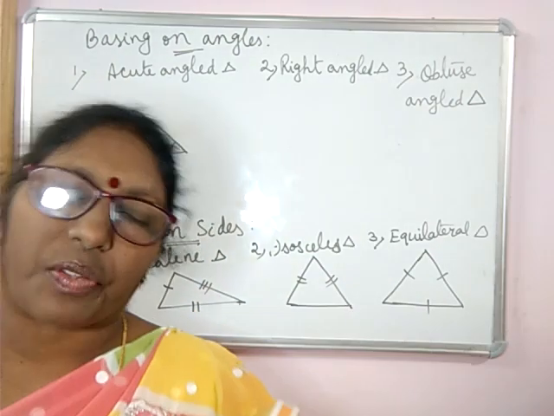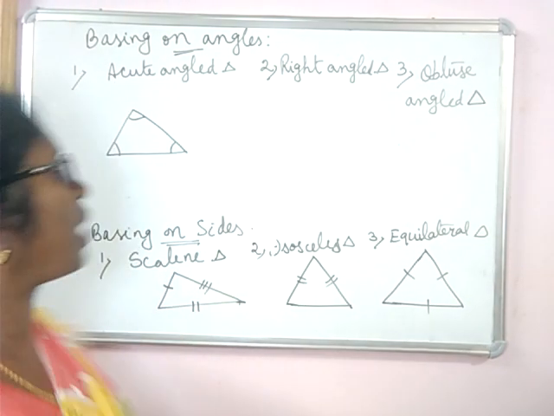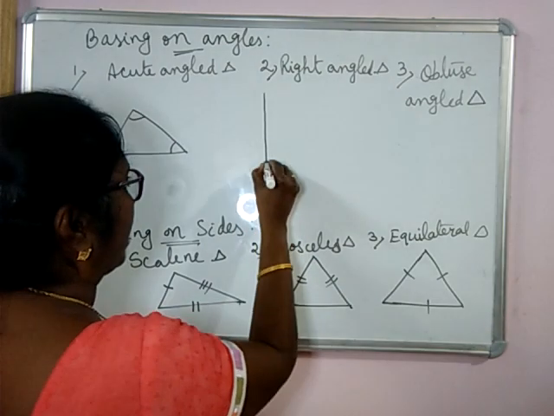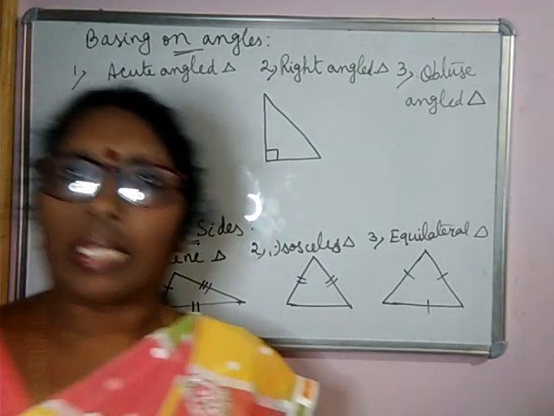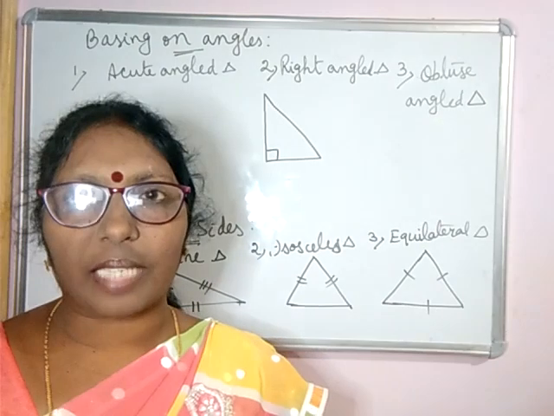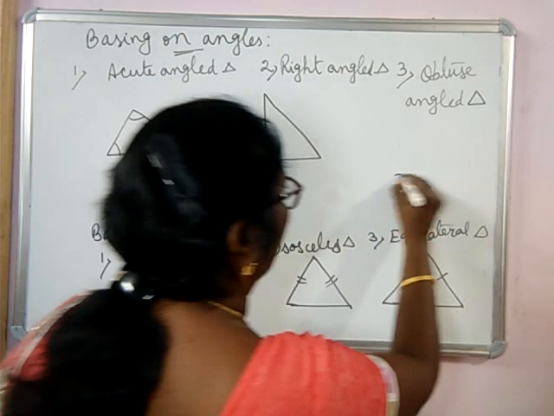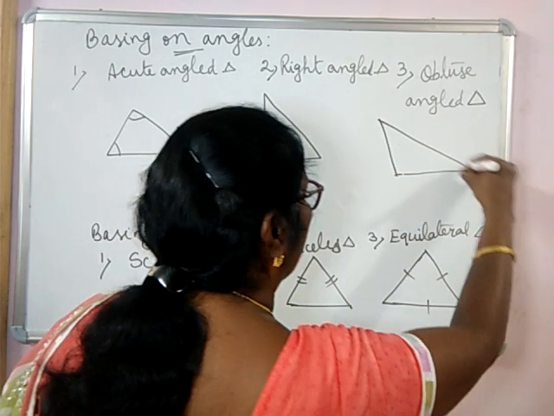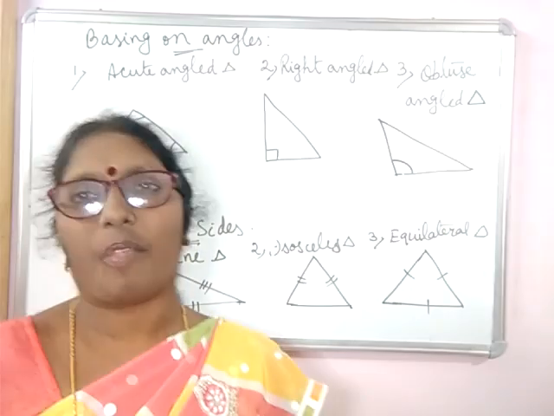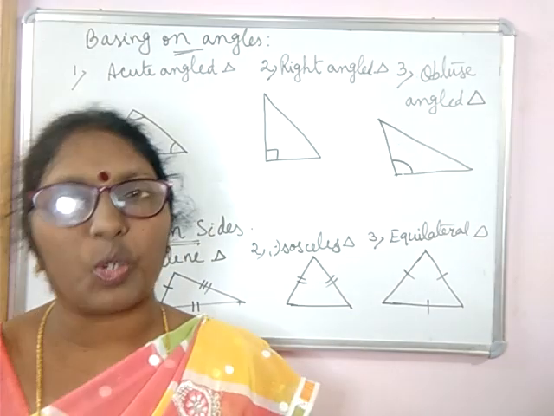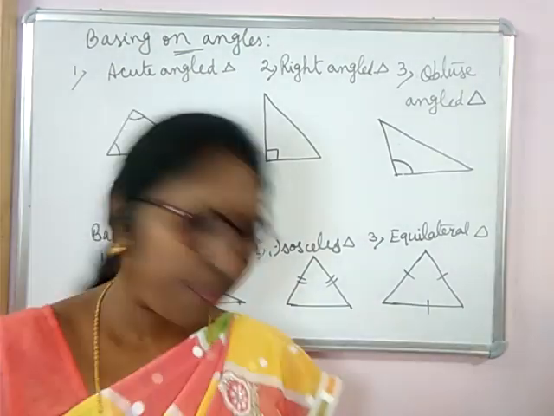If each angle of a triangle is less than 90 degrees, the triangle is said to be an acute angled triangle. And a right angled triangle means if in a triangle one angle is 90 degrees, the triangle is said to be a right angled triangle. And an obtuse angled triangle is if in a triangle any one angle is more than 90 degrees, meaning obtuse angle, then the triangle is said to be an obtuse angled triangle. So by now I believe you are clear about the types of triangles.